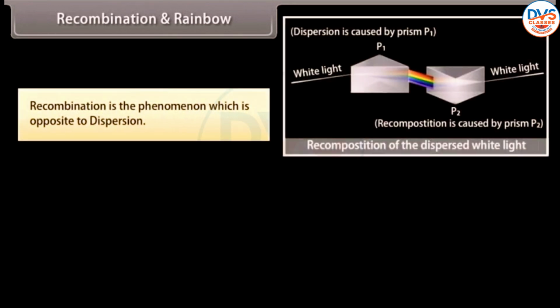Recombination and rainbow. Recombination. Isaac Newton observed that if he keeps two glass prisms parallel to each other such that one is inverted with respect to the other, then white light entering one prism gets split into 7 colors, which when falling on the other prism recombine to give white light again. This is termed recombination.